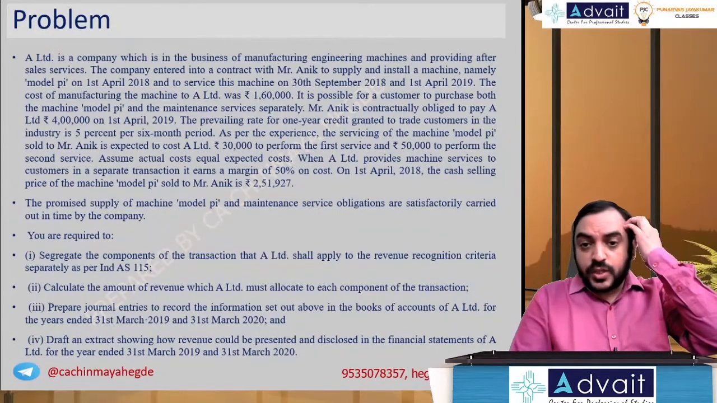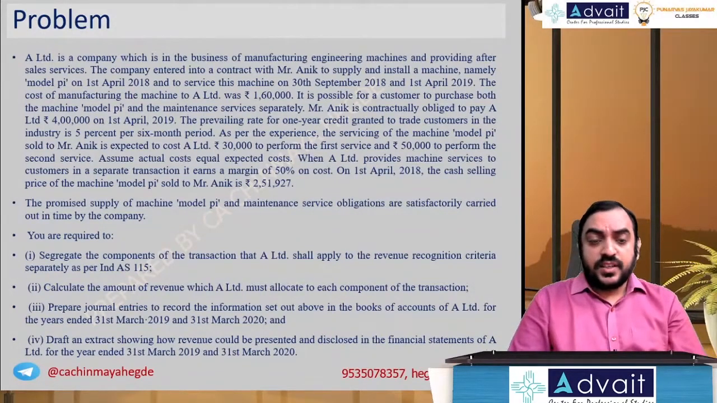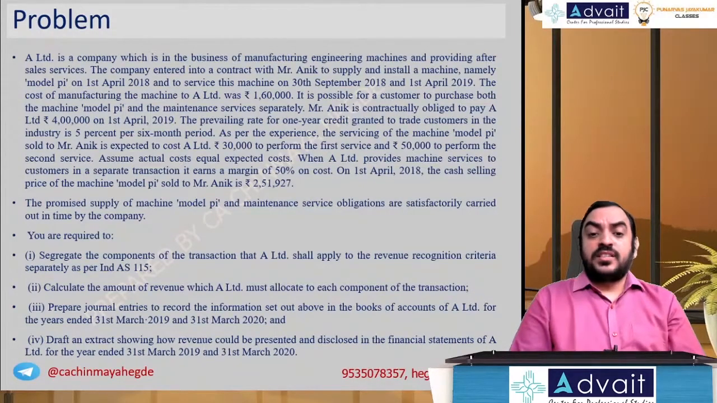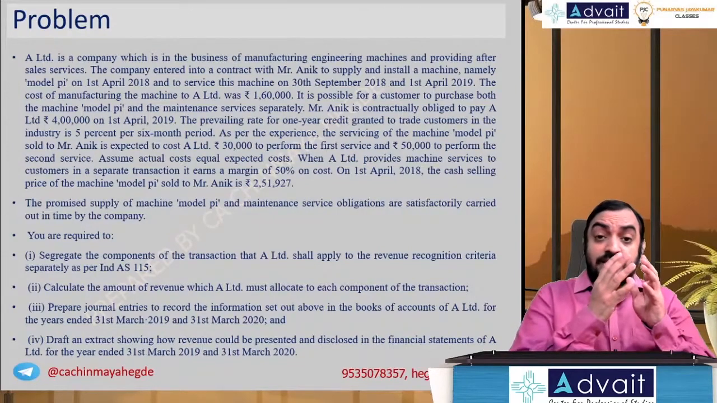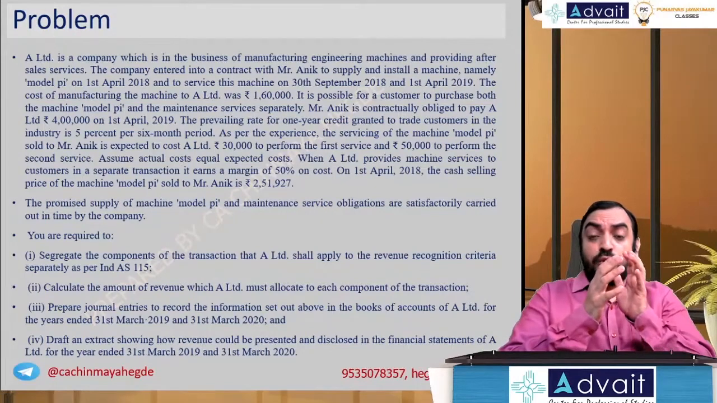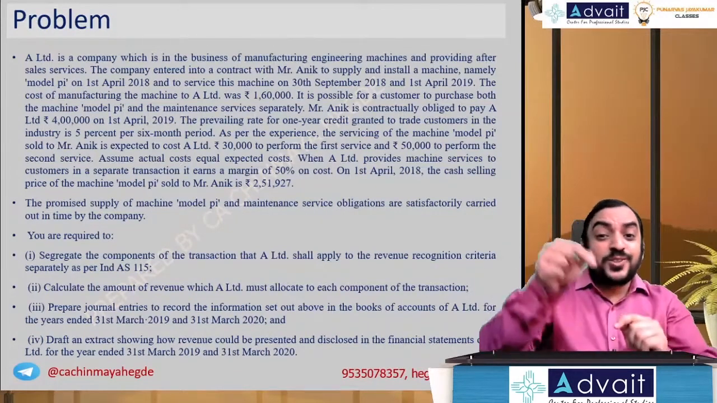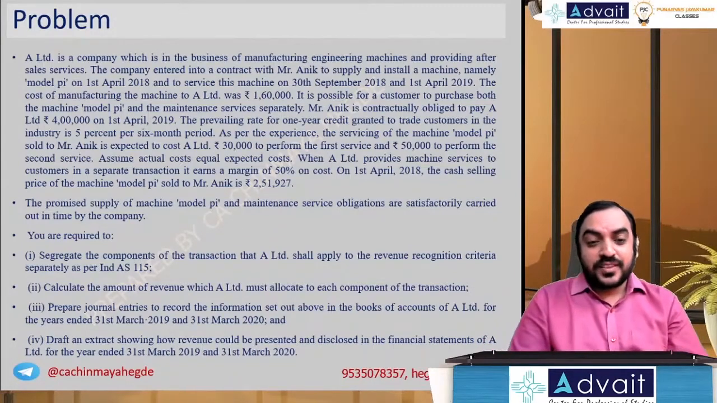On 1st of April 2018, the cash selling price of the machine Model Pi is 2,51,927. Looks like a lot of mathematics involved. The promised supply of Model Pi and the maintenance service obligations are satisfied, carried out in time by company. You require to segregate the components of transaction. So we have a transaction towards Model Pi machine, transaction towards the first service, transaction towards the second service, and we also have interest component.